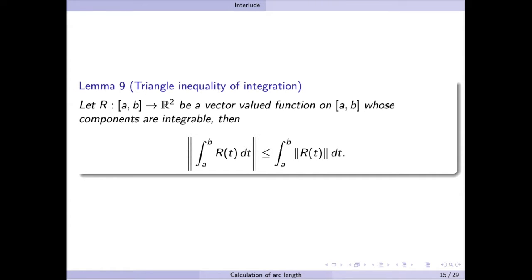In particular, those two quantities are equal to each other, and that ultimately allows us to calculate the arc length of a curve whose parameterization is continuously differentiable.